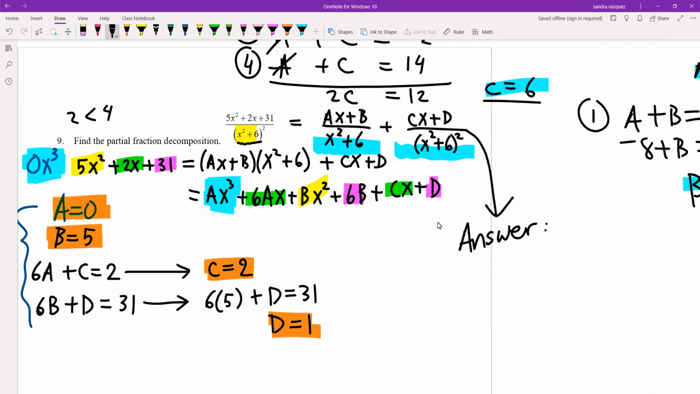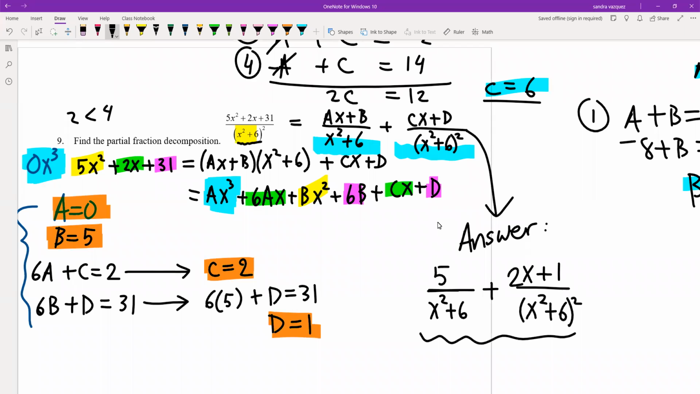B is 5 over x squared plus 6 plus C, 2x plus D, which is 1, over x squared plus 6 squared. And this here will be your final answer.